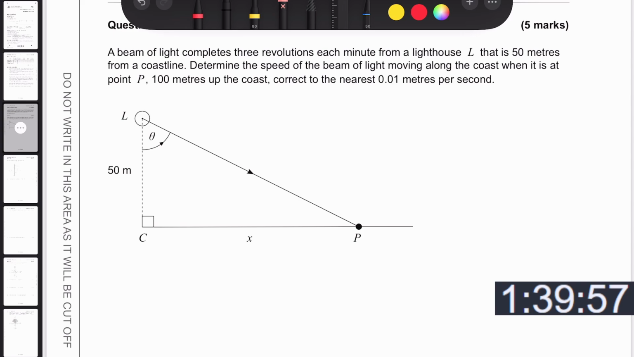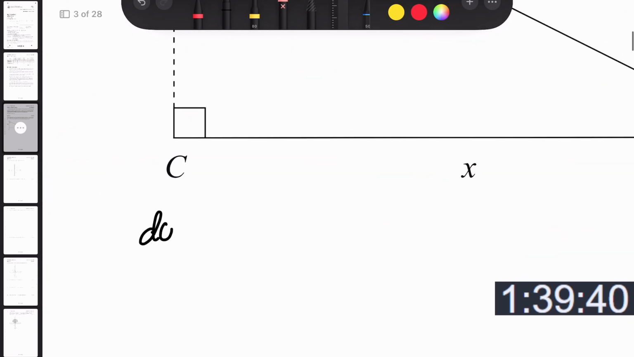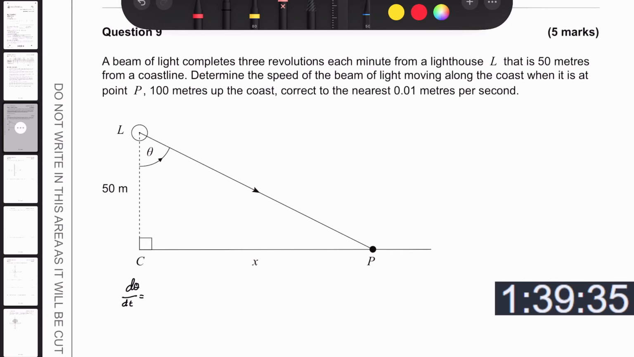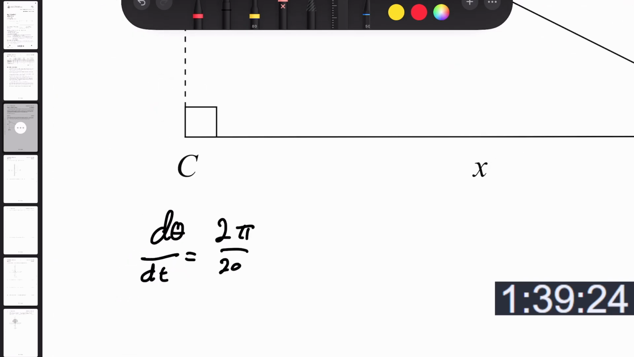A beam of light completes 3 revolutions each minute from a lighthouse that is 50 meters from the coastline. Determine the speed of the beam moving across the line when it is at P, 100 meters up the coast, correct to the nearest 0.1 meters per second. So, d theta dt: it completes 3 revolutions each minute, so it completes a revolution every 20 seconds, so it'll be 2 pi on 20, so pi on 10 radians per second.